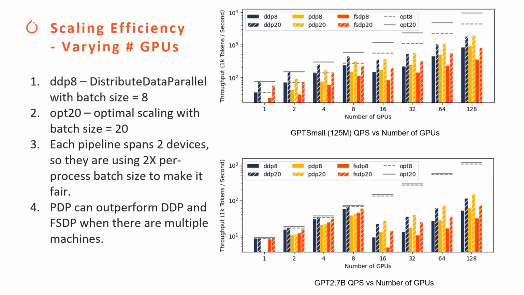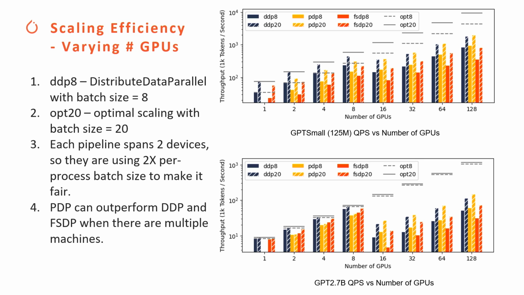The gray bar here shows the throughput of optimal scaling, where we assume that there is no communication overhead at all. All pipelines in the experiment use two devices, so its input batch size is also 2x larger to make sure all experiments use the same per device batch size. There are three main observations from the results.